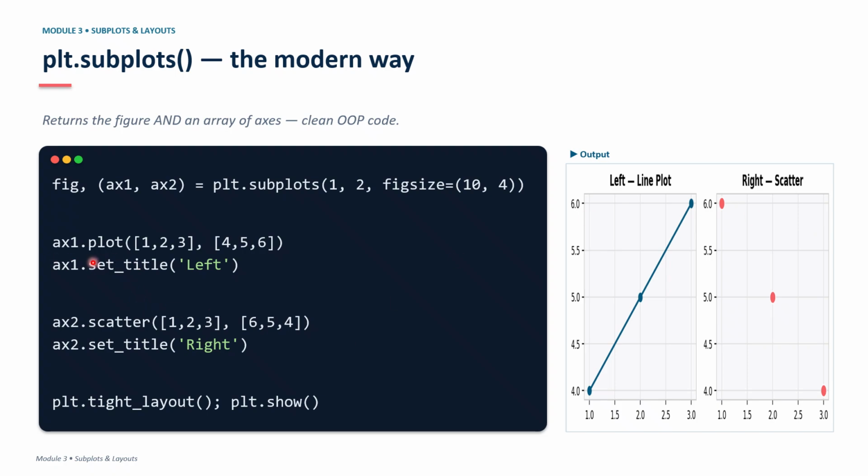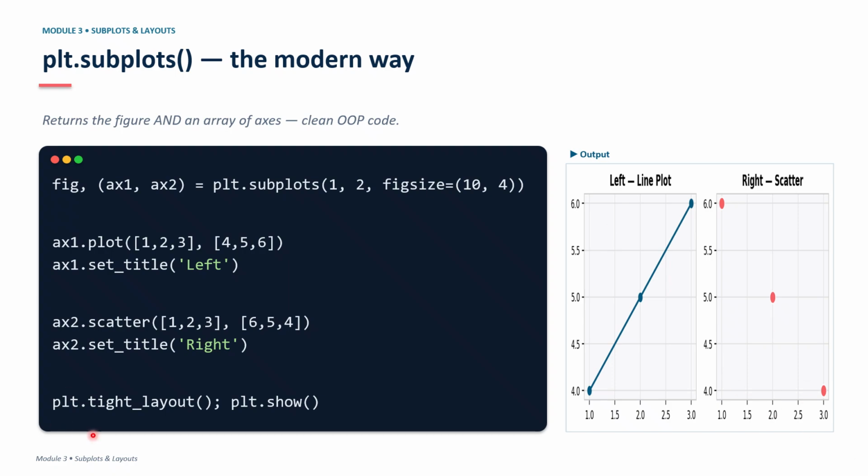Okay. And now let us call the plot function. So axis 1 dot plot of 1, 2, 3 and 4, 5, 6. So it is making pairs of 1 comma 4, then 2 comma 5, and then 3 comma 6. And you can give the title for axis 1 as left and axis 2 as right. And with axis 2 dot scatter, we have made a scatter plot of 1 comma 6, then 2 comma 5 and 3 comma 4.